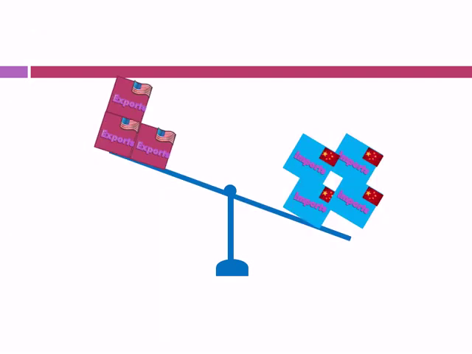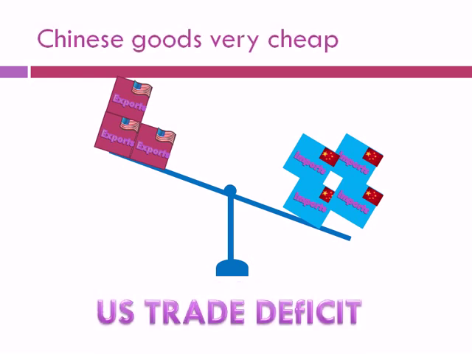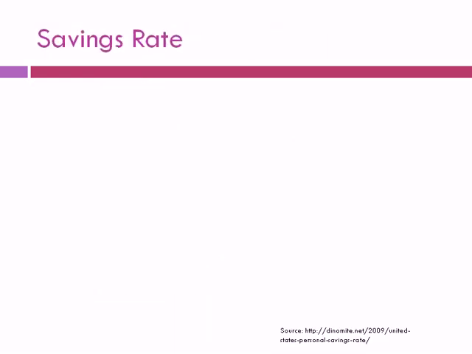In reality, Chinese goods were very, very cheap, and because they were cheap, there was a huge demand for them in the United States, more so than there was a demand for American goods. The result of this huge demand was that Americans were buying more Chinese goods than Chinese people were buying of American goods, causing the United States to enter a trade deficit with China.